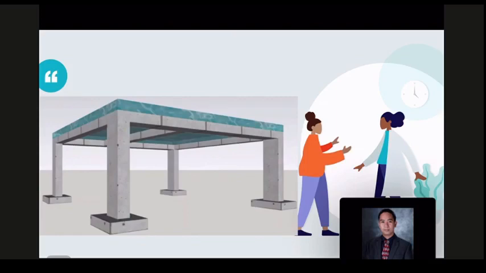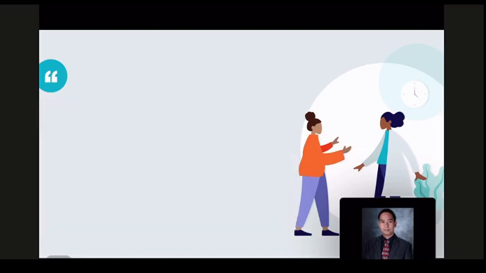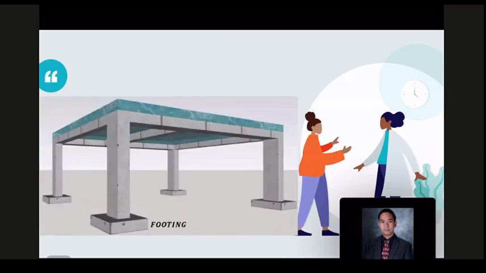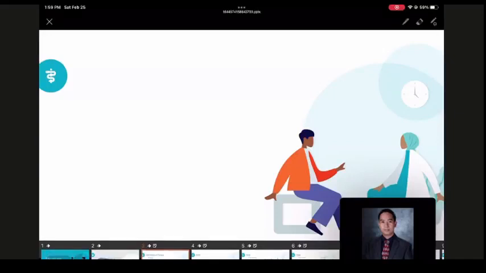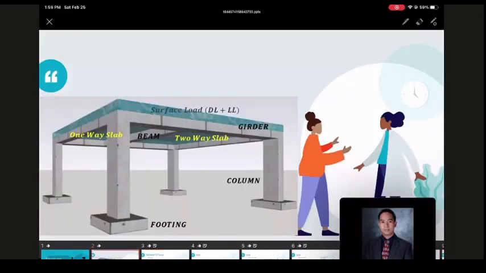So, this is a typical building frame. We have your footing, your column, a girder, a beam, a one-way slab, a two-way slab, and the surface load. Dito sa surface load, it is composed of your dead load and live load.